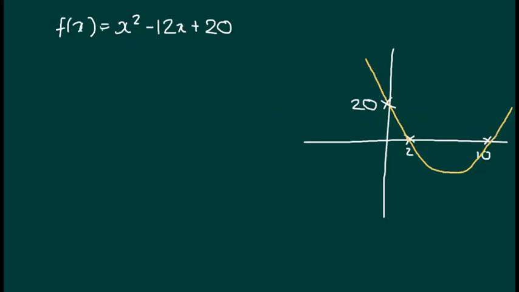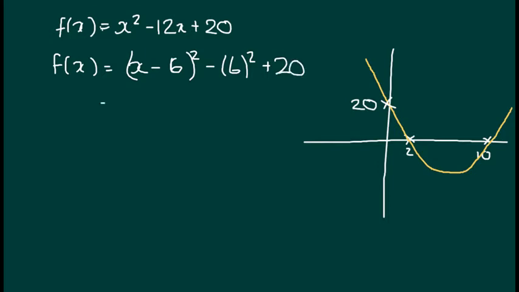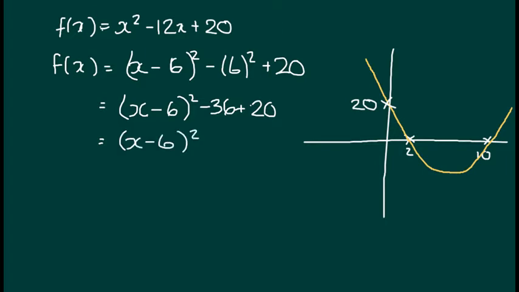To find the turning point, we're going to need to complete the square, and hopefully that is something that's familiar to you. So x minus 6, I'm just going to do it, x minus 6 all squared minus 6 squared plus 20 gives me x minus 6 all squared minus 36 plus 20, and last line, x minus 6 squared minus 16. And this is still the function f of x. I haven't solved, I haven't substituted, I'm just manipulating the algebra.